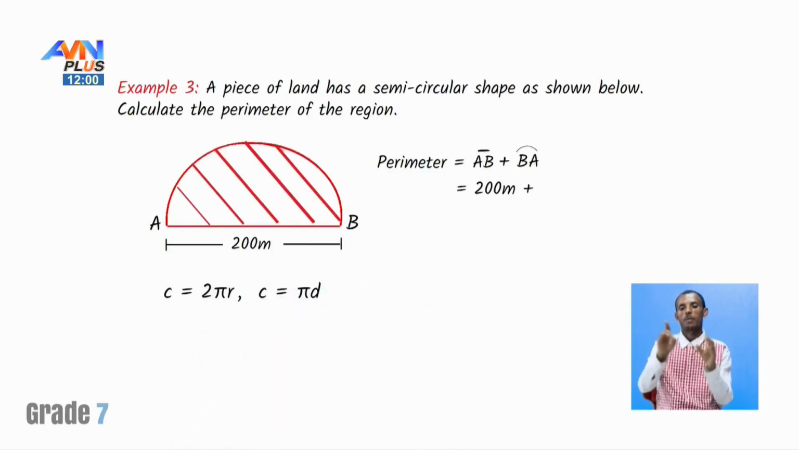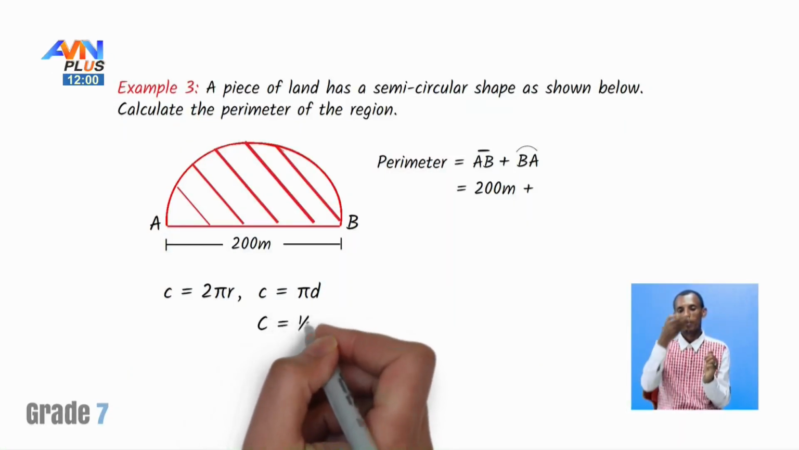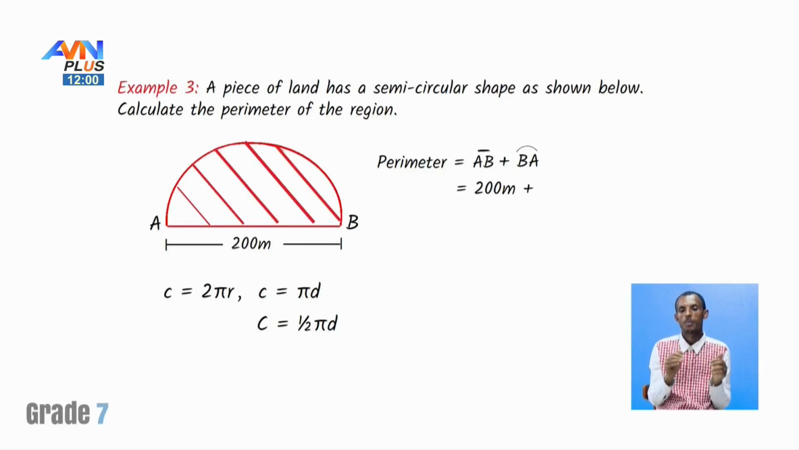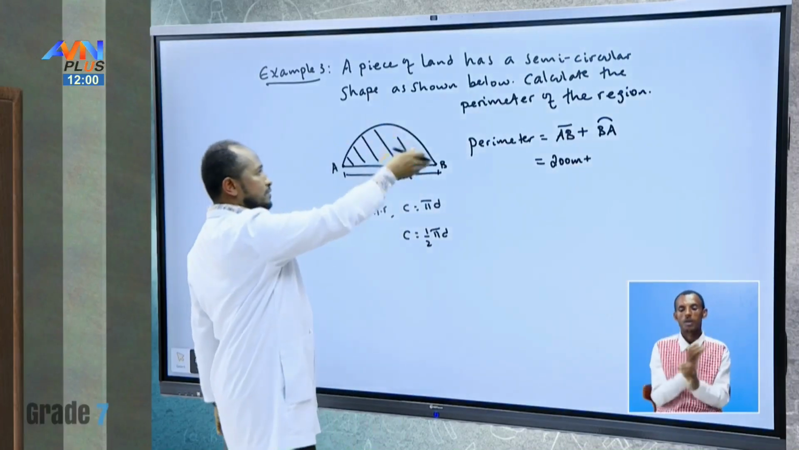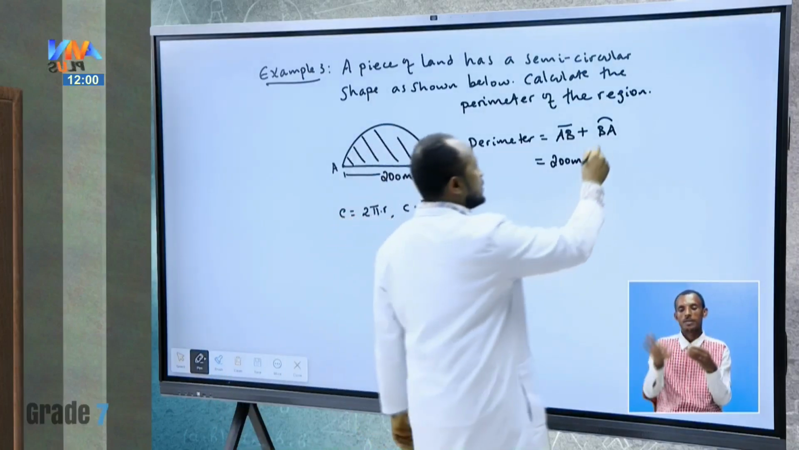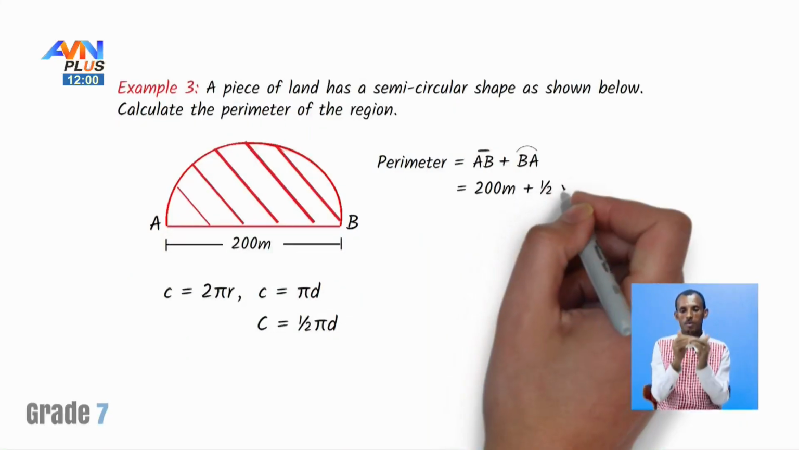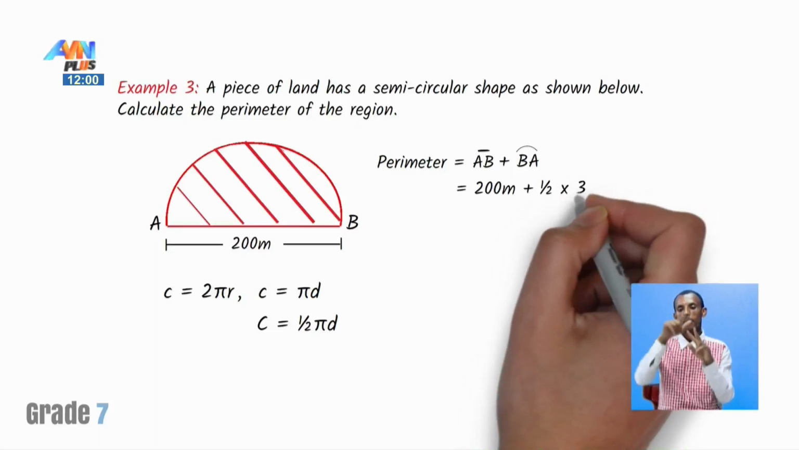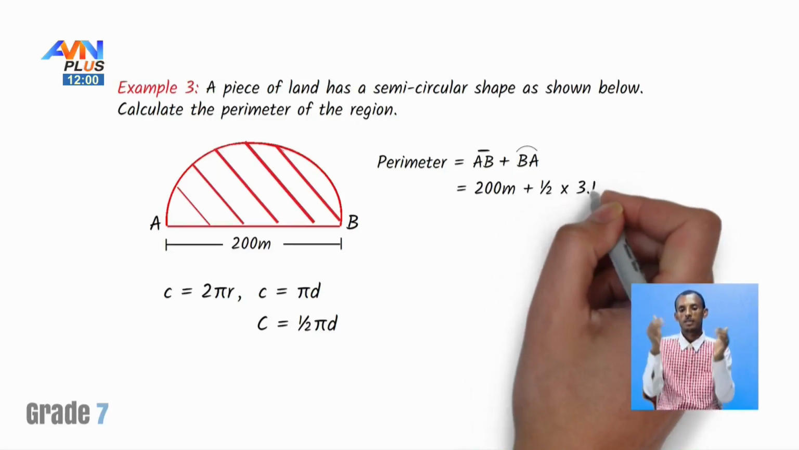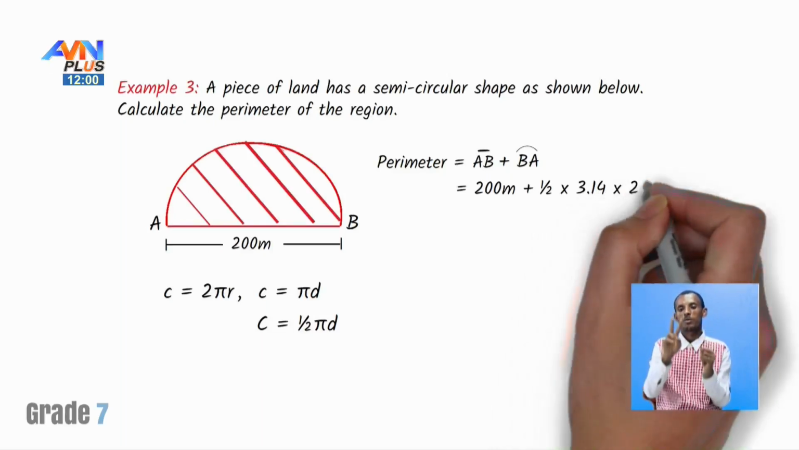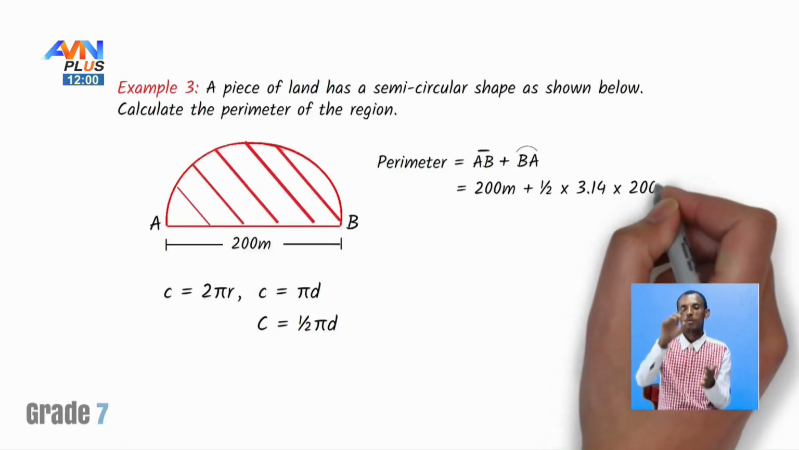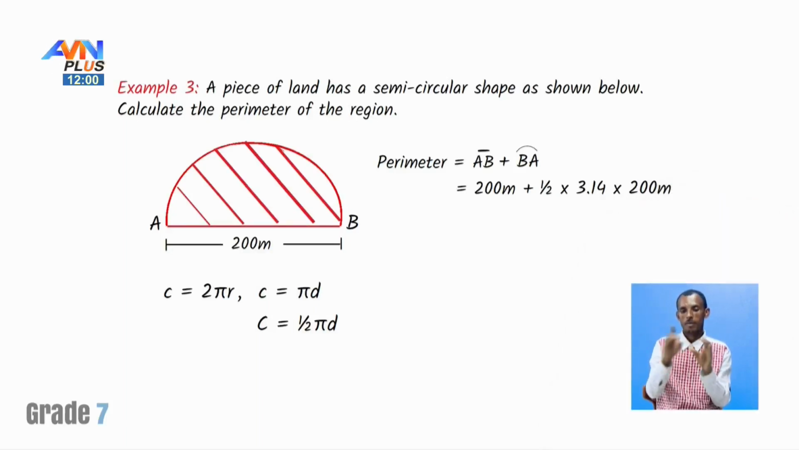But for half of a circle, this equation becomes half of the circumference of a full circle. Therefore, here we use this equation to calculate this length, or half circumference. So BA is equal to half of pi times the diameter. Therefore, this will be equal to this 200 meter plus half of, let's use pi to be 3.14, times diameter. In this case, this one is a diameter. Since it is a semicircle, this length will be the diameter.